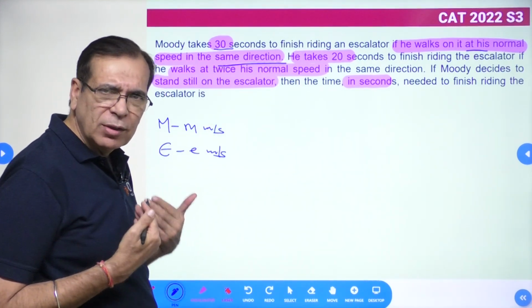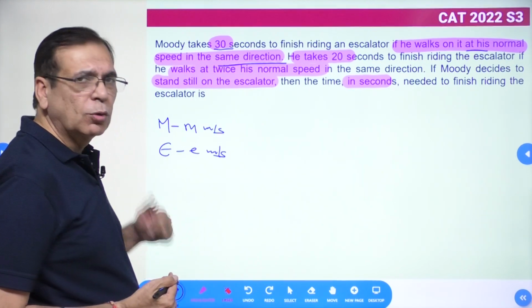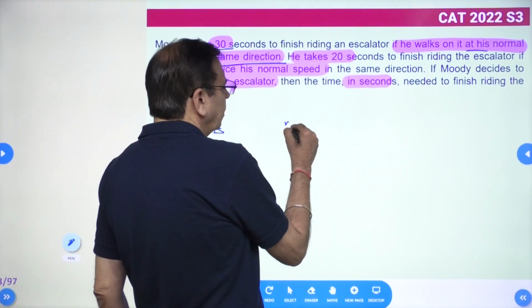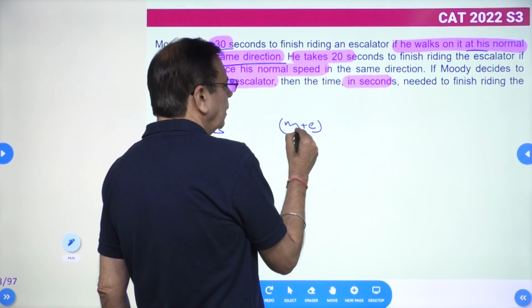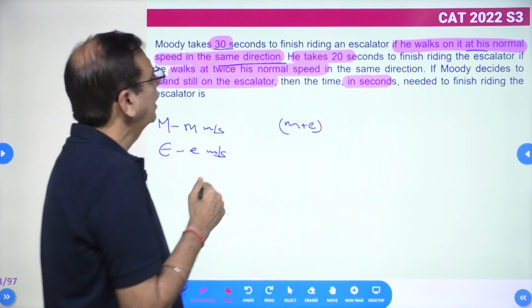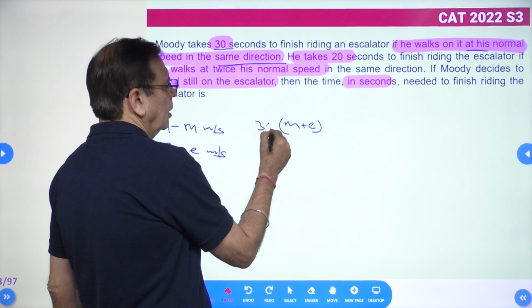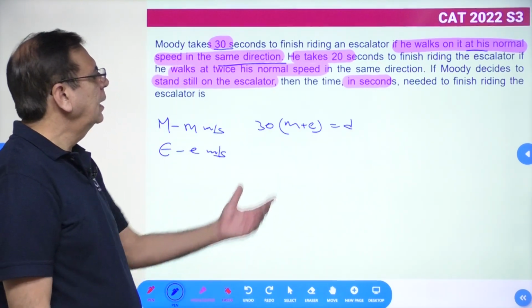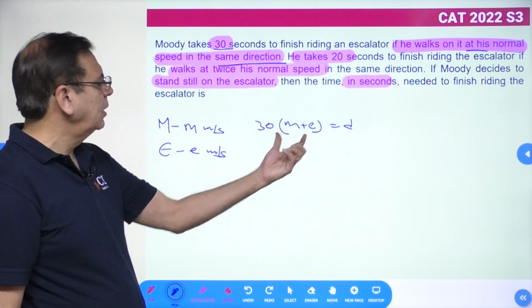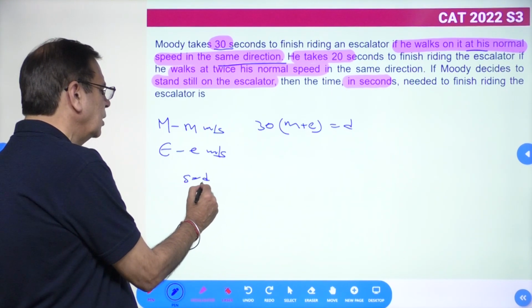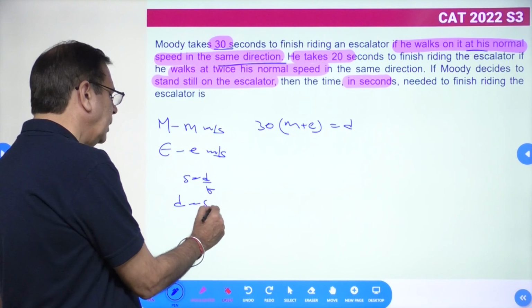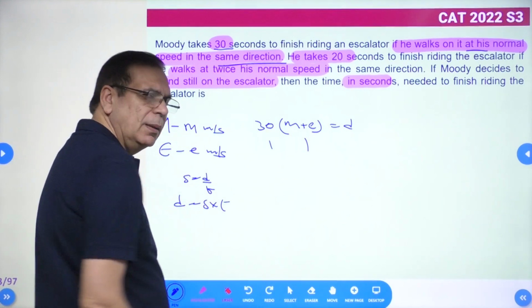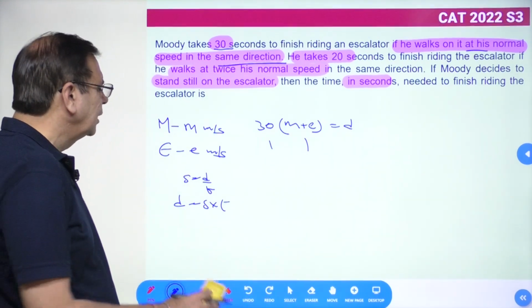So if he is walking in the same direction as the escalator, what will be his speed effectively? His speed will be m plus e. And the time taken to finish riding the escalator is 30 seconds. So this is nothing but the distance traveled by Moody in 30 seconds with the speed of m plus e. After all, distance is nothing but speed into time. So distance covered by Moody in 30 seconds is this.